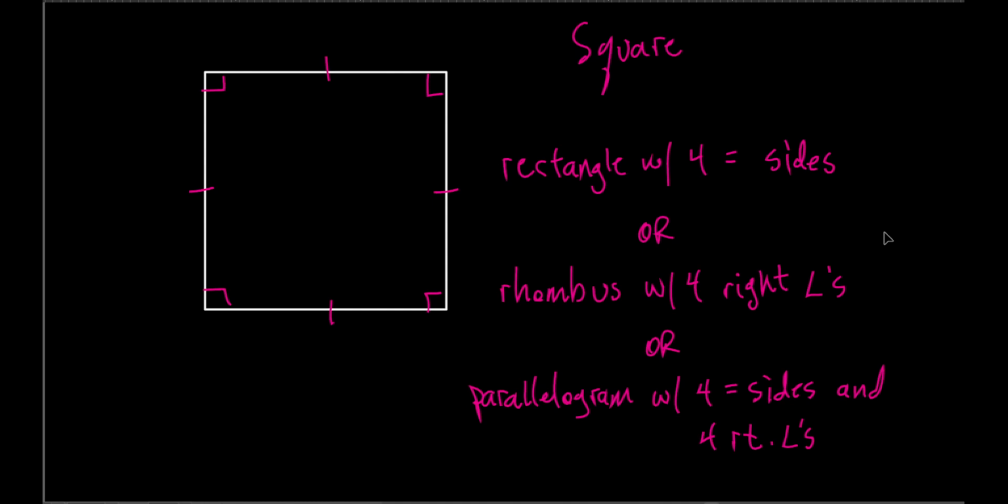So a square is a bunch of stuff, isn't it? It's not just a square. It's a rectangle, it's a parallelogram, and it's a quadrilateral. All right, so I could call a square a whole bunch of stuff. So squares are pretty important.